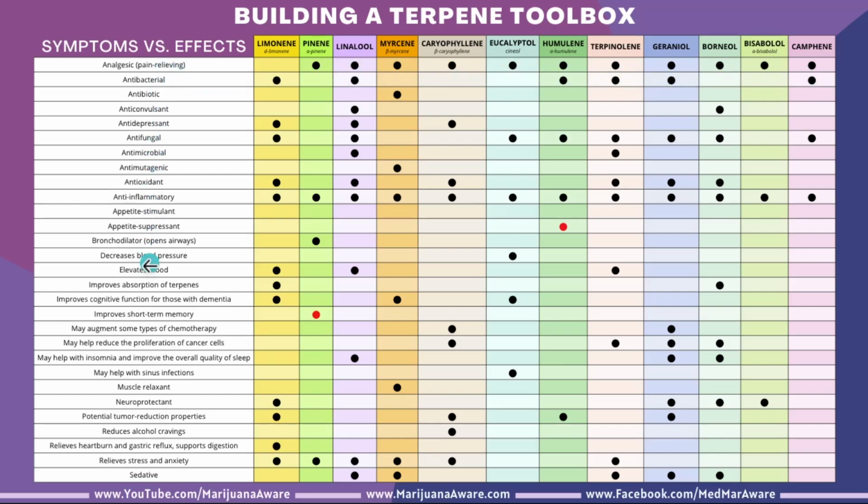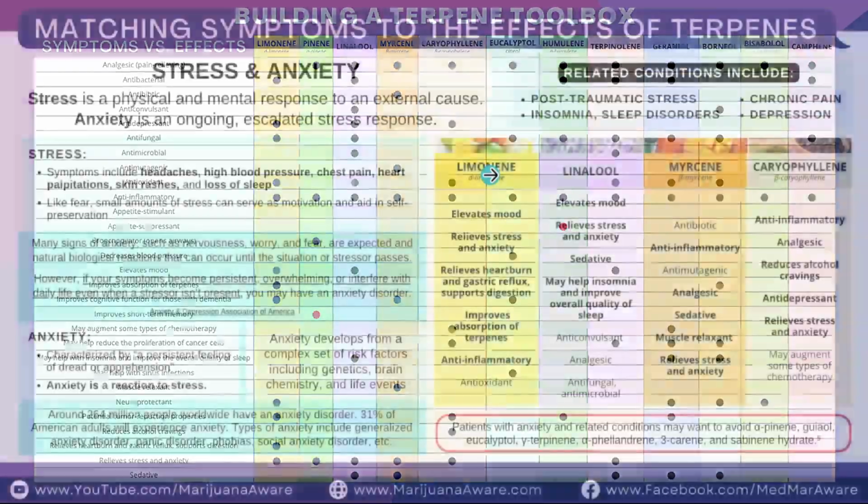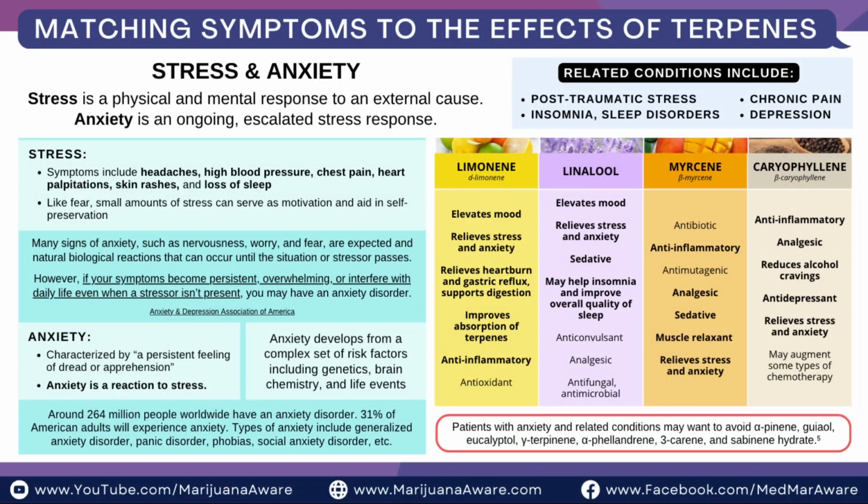We know there are different symptoms and conditions, and by being able to map which of the terpenes help with different conditions, it tells us which terpenes should be identified for your particular medical condition. So let's be very specific about what we're talking about. When we talk about stress and anxiety, we know that linalool, limonene, myrcene, and beta-caryophyllene do a great job of addressing stress and anxiety. Also, it helps with PTSD, insomnia, chronic pain, and depression. So we know that these particular terpenes will help with this particular condition.